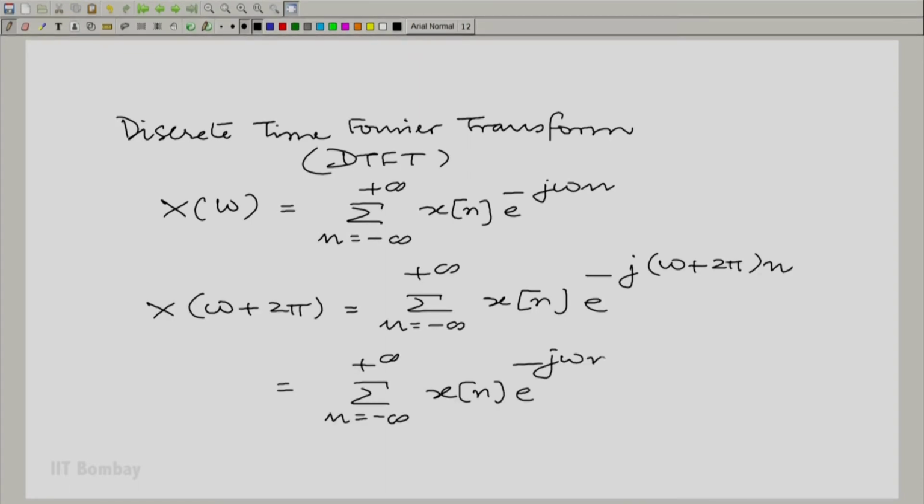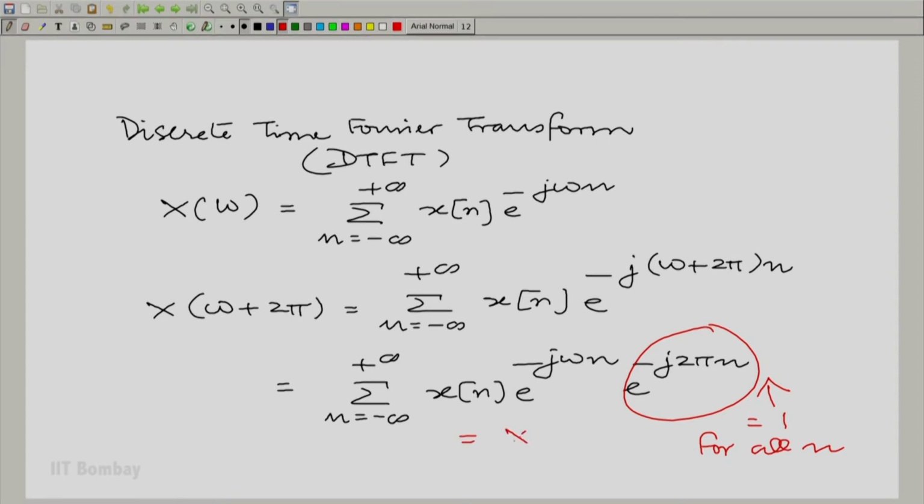What does it give you? Very clearly, this quantity is 1 for all n. So, this whole thing is equal to capital X of omega. A shift of 2 pi makes no difference.